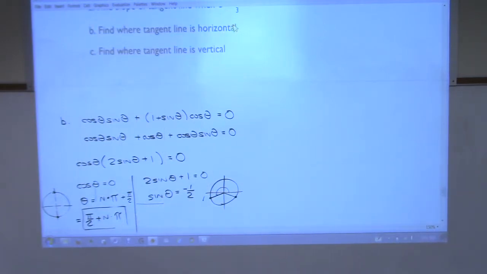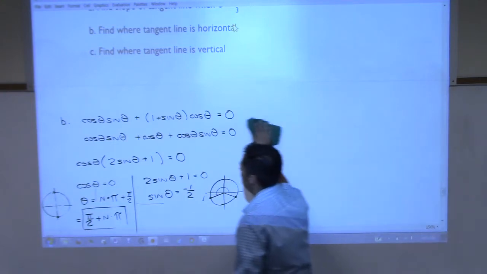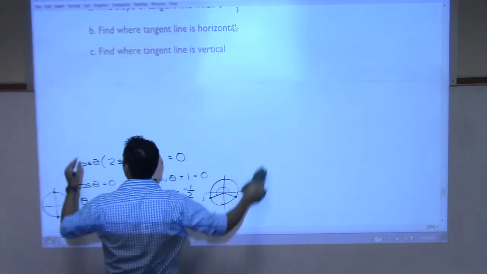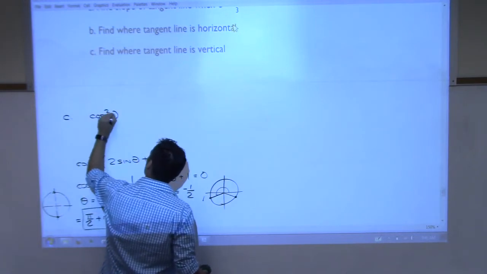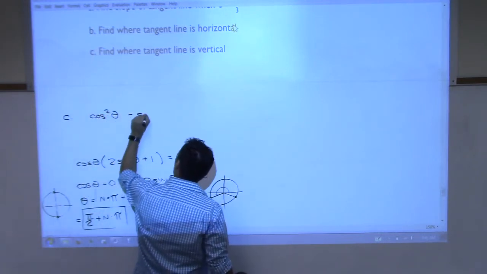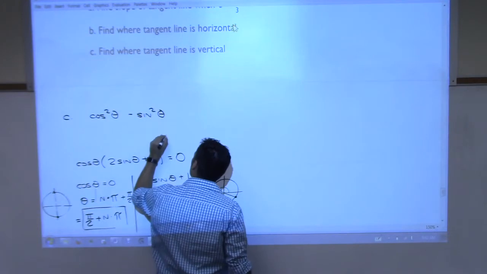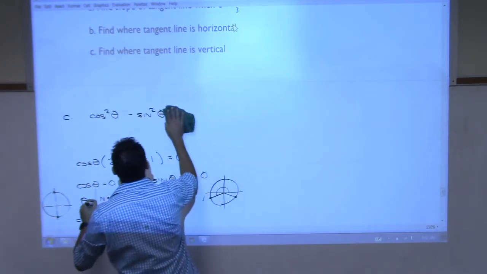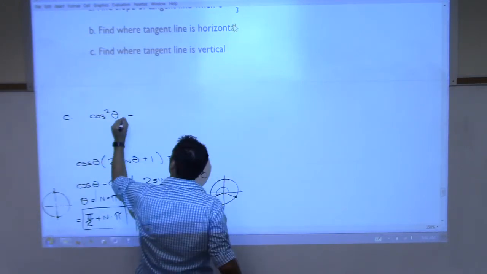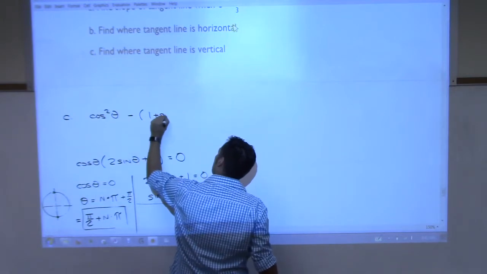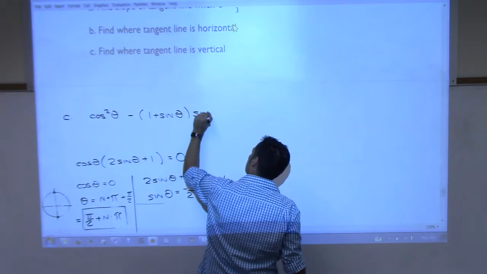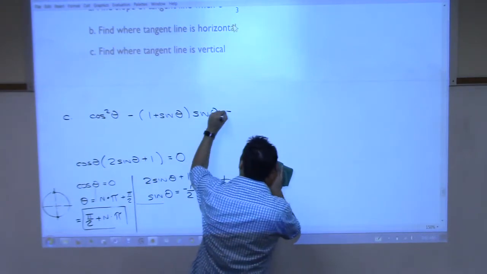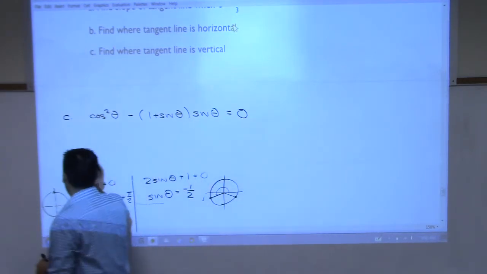Now let's do part C. We have to find where the tangent line is vertical, so we need the denominator. What was the denominator? Because I've erased it. Cosine squared theta minus sine squared theta minus sine theta. So it is cosine squared minus sine squared theta minus sine theta. We want to know when that's 0, because that will give us division by 0, right?